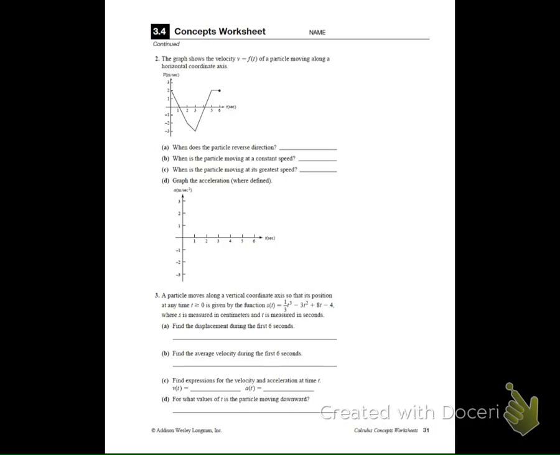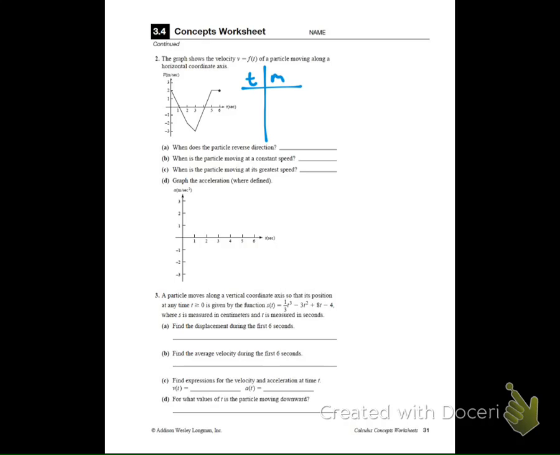So we're just going to finish up the solutions to the worksheet, 3.4 concepts worksheet. So we're on part D. We're trying to graph the acceleration. And the way I did this in class was I set up a chart, and we'll do that again. We're just going to set up t, and then what are the slopes?